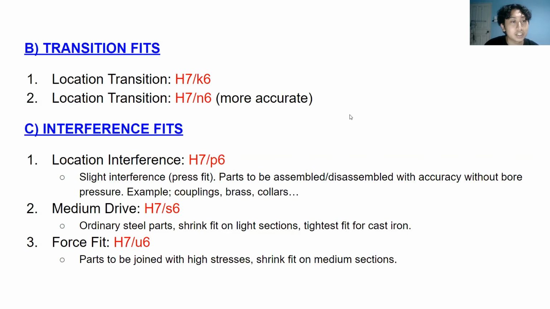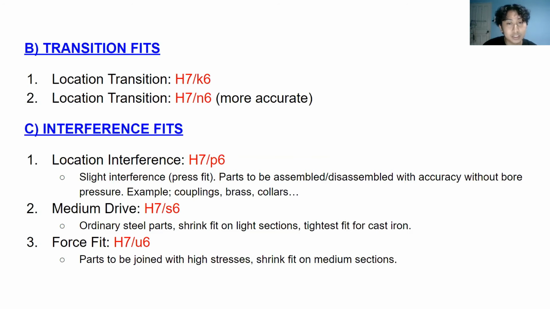The next class is interference fit. Interference fit is where the external dimension, which is the shaft, slightly exceeds the internal dimension, which is the hole. It can be achieved using many methods, such as heating, or pushing the parts together to produce friction. For interference fits, there are different types, which is location interference, H7 p6.